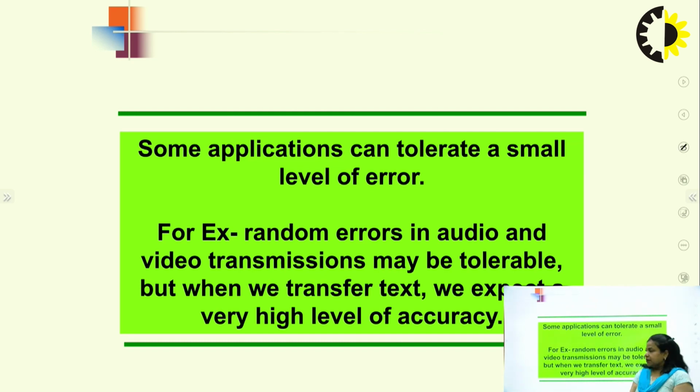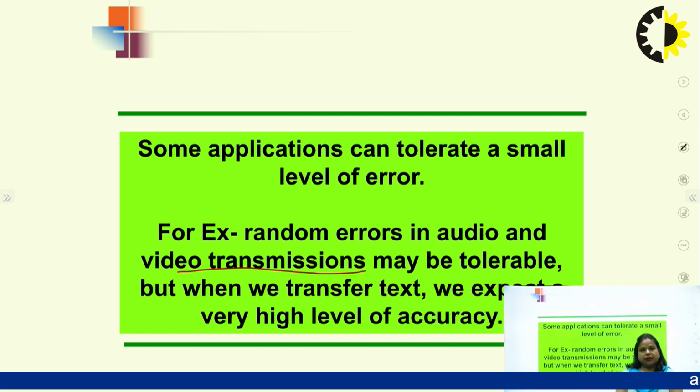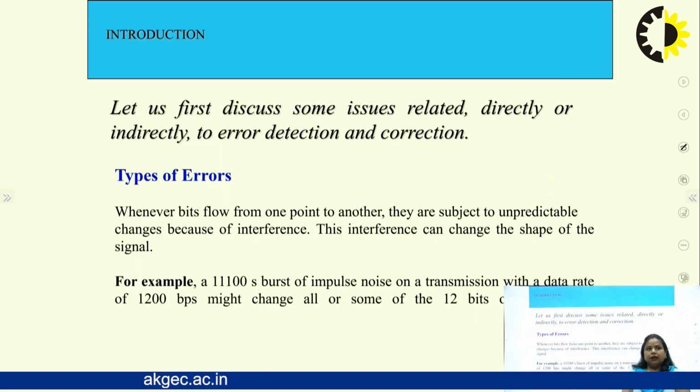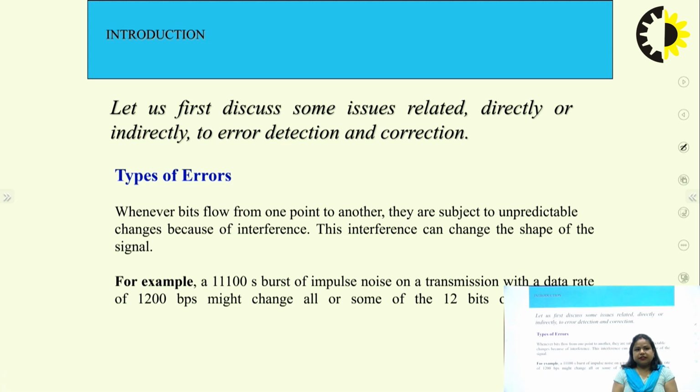For example, suppose we are sending video transmission data. In this case some error is tolerable. In comparison, if we are transferring text data, we require a high level of accuracy. When we require a high level of accuracy, we need to maintain the error detection and correction method. Now first of all, we are going to talk about certain issues which are directly or indirectly related to error detection and correction methods.